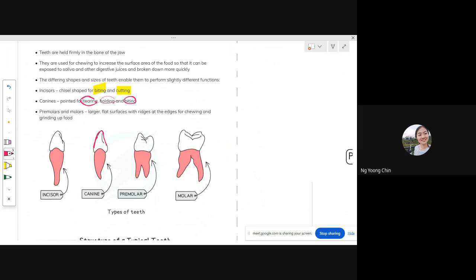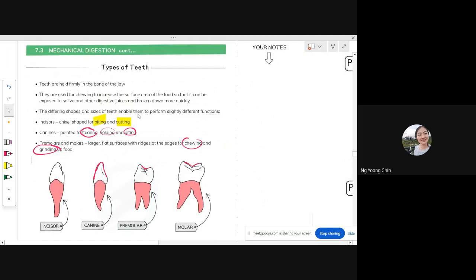Then now we talk about the premolar and molar. These 2 types of teeth have a very large and flat surface. The surface is very flat, like here. So flat. They help in the chewing and grinding of the food. Okay, so that's all. Why they need to break down the food is to increase the surface area of the food, so they can expose more to the enzyme or the saliva.